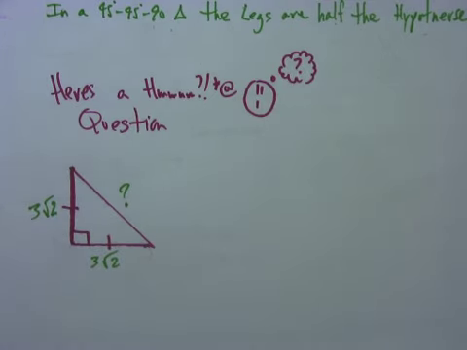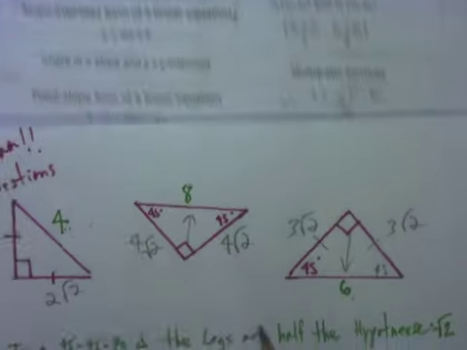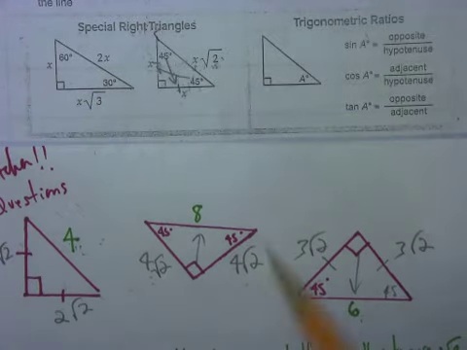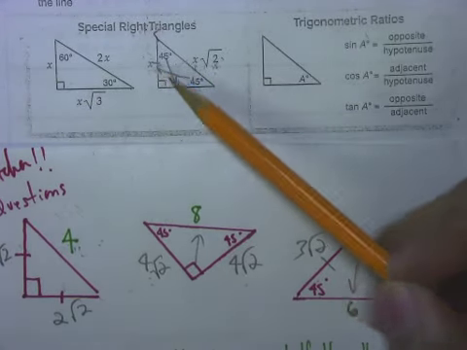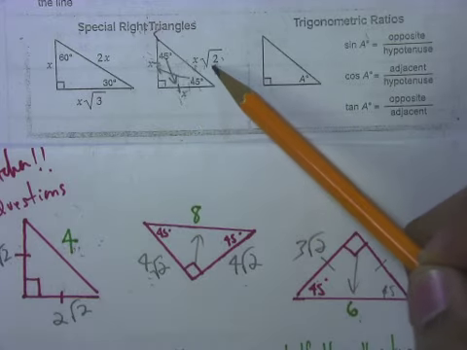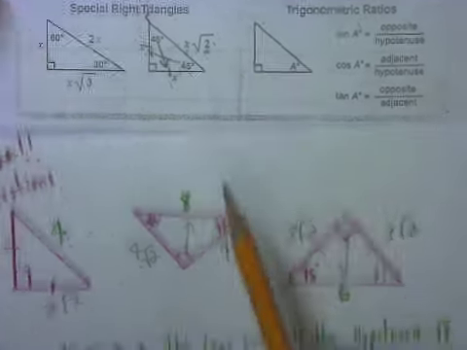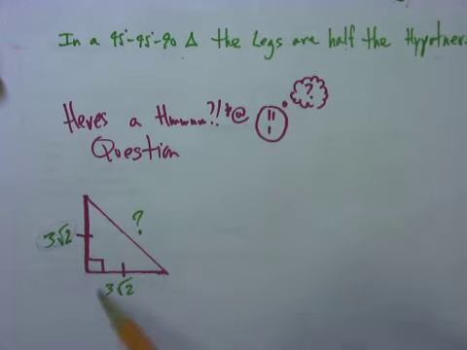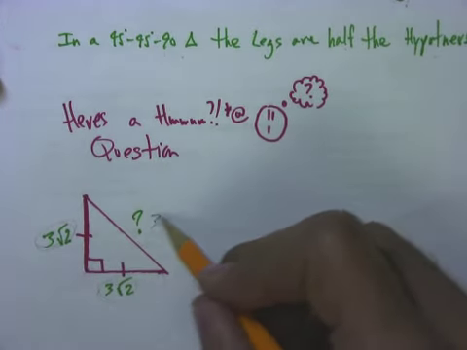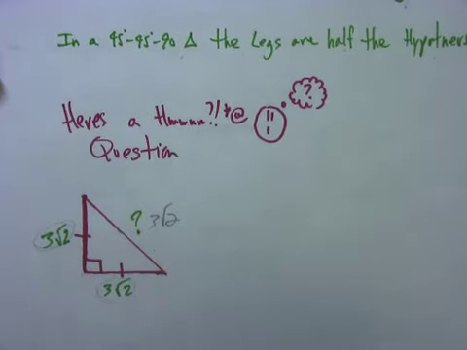Take a look at this question here for a second. It's a 45-45-90 triangle. It's an isosceles triangle. What do you think the hypotenuse is going to be? I'll give you a minute to think about that and work it out. Well, if you remember from the diagram on our reference sheet, the hypotenuse is always the same as the legs, and they get multiplied times what? Times the square root of 2.